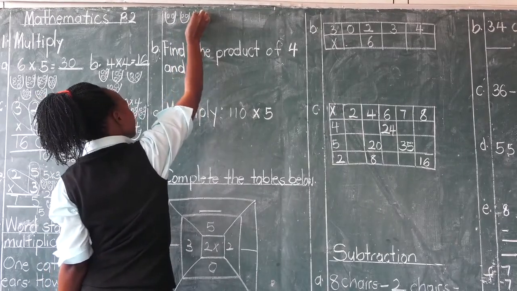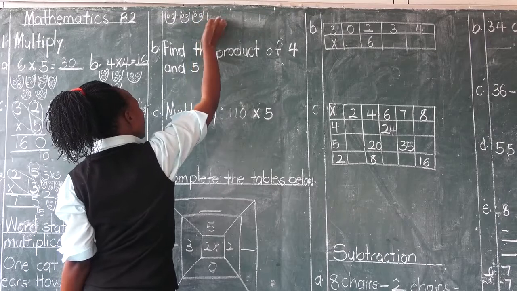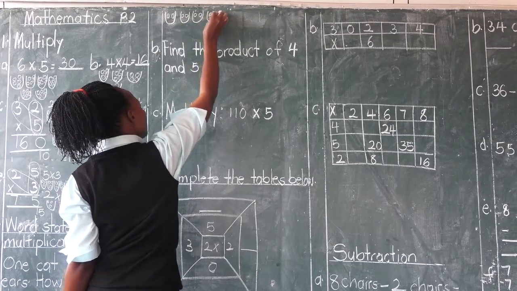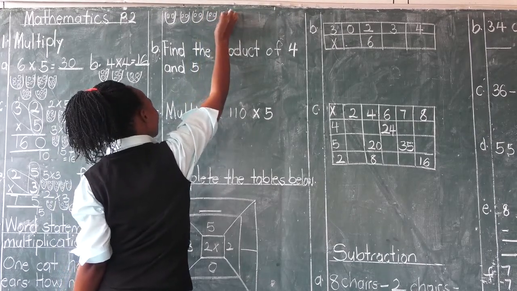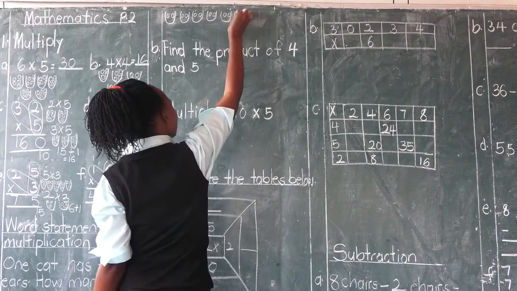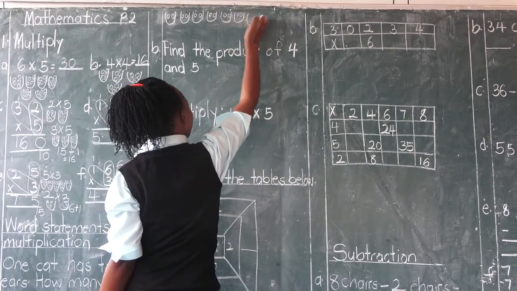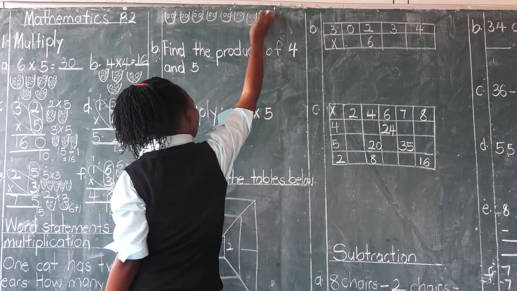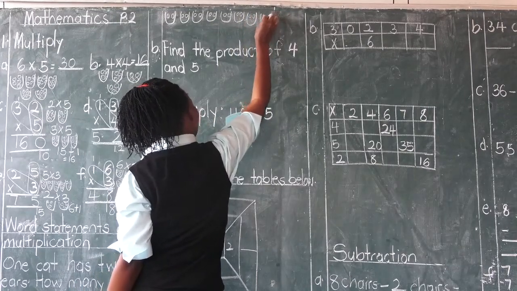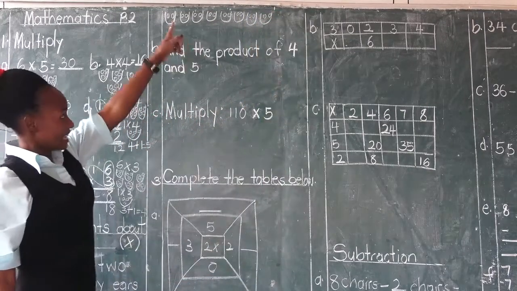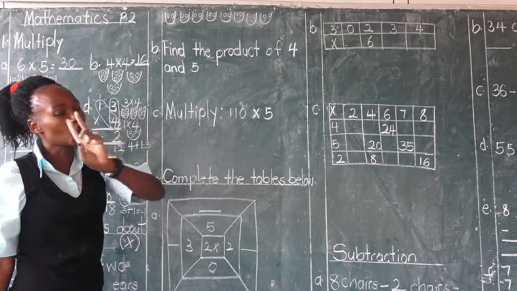3, 4, 5, 6, 7, 8. These are our 8 cats with 2 ears each.